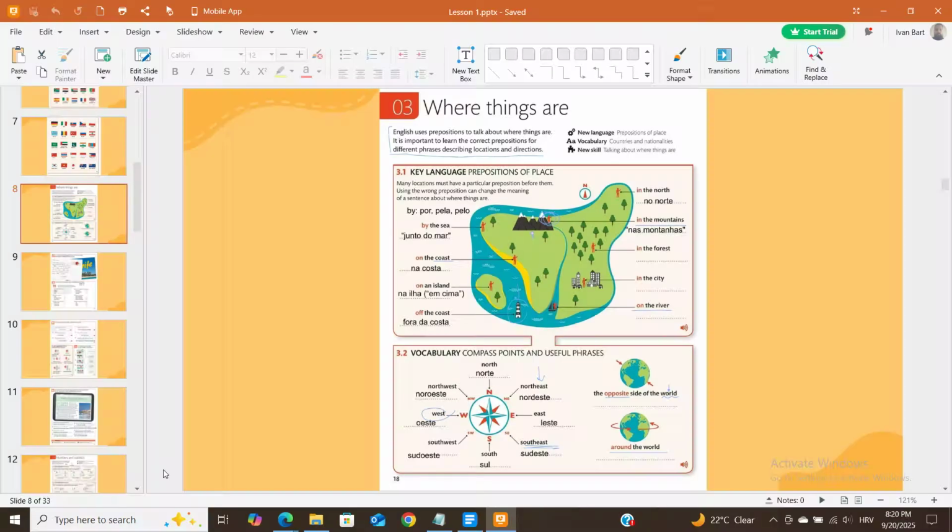3.2 Vocabulary: compass points and useful phrases. Northwest. West. Southwest. NW. SW. In the city. On the river. North. Northeast.